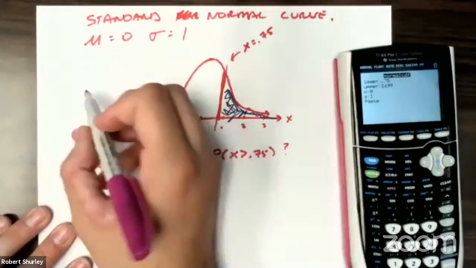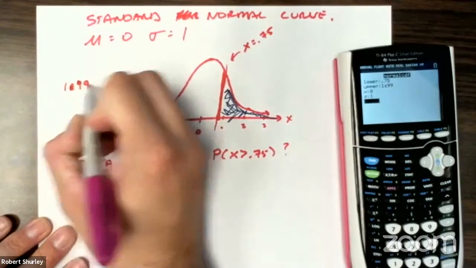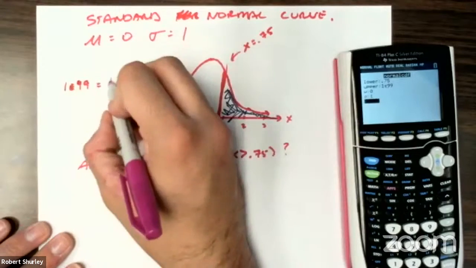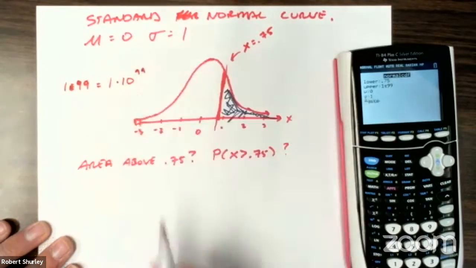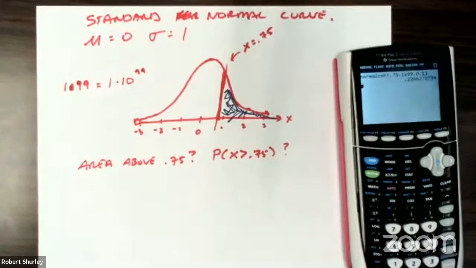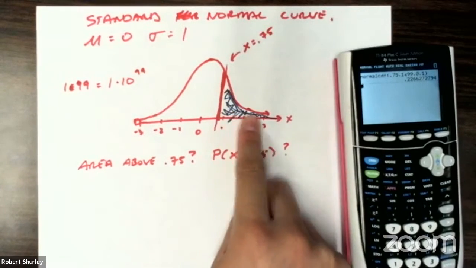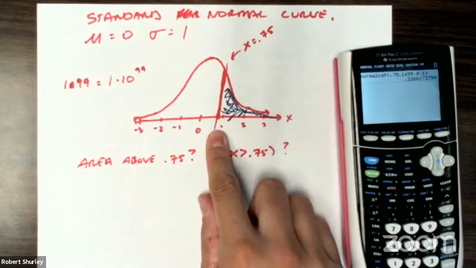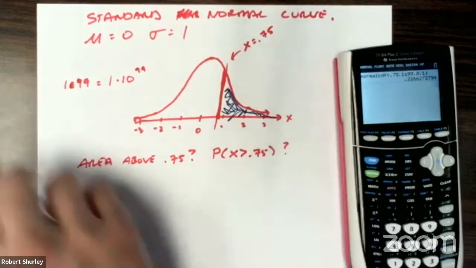1E99 in the calculator means 1 times 10 to the 99th power. It's close enough to infinity for us, positive infinity. Now I'm going to hit paste, and what it does is it writes the code for you. Then you hit enter. Now, there's our answer. That's the proportion of the area between 0.75 and positive infinity.